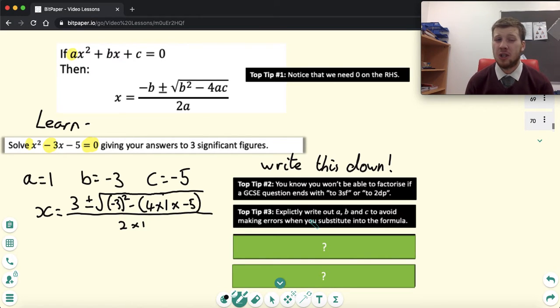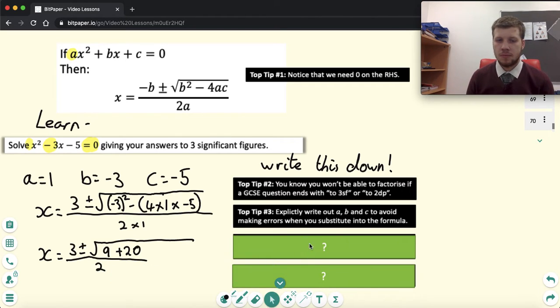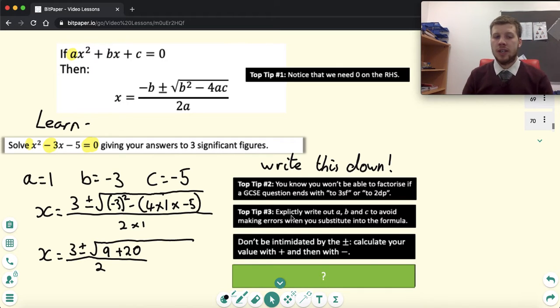From here, I just make it look a bit prettier because it's quite ugly at the moment. So I'm going to sort out what's on the inside. I've got 3 plus or minus the square root of, well, negative 3 squared is positive 9. Take away, 4 times 1 is 4, times negative 5 is negative 20. So if I'm taking away negative 20, that's adding 20, all divided by 2. I'm just going to pause here so that you can actually catch up with me and write it down.